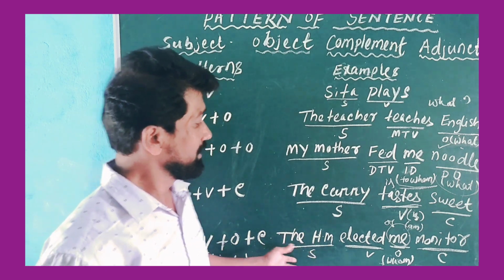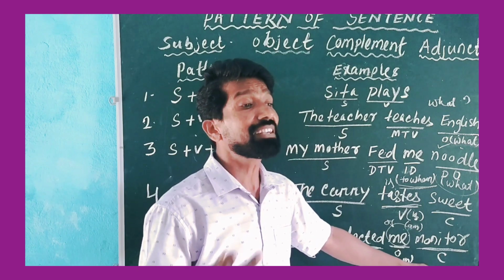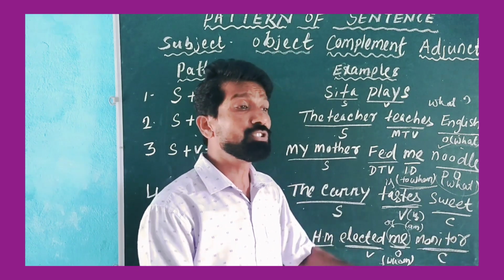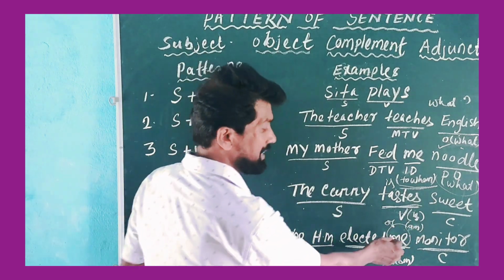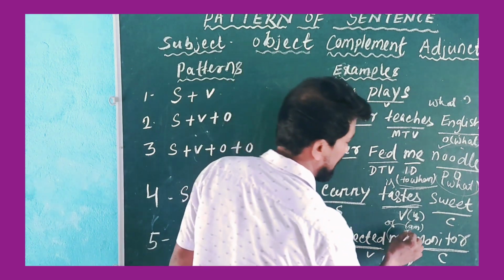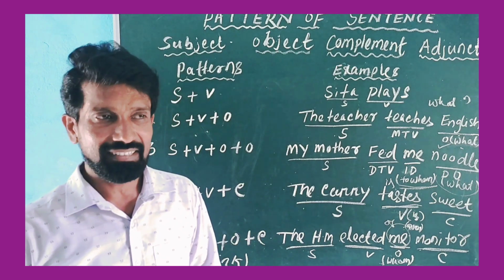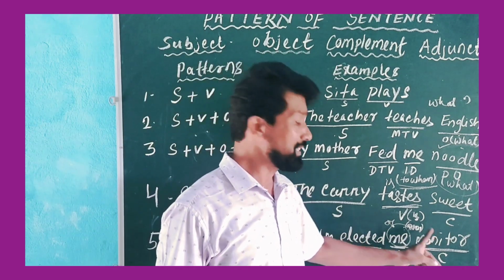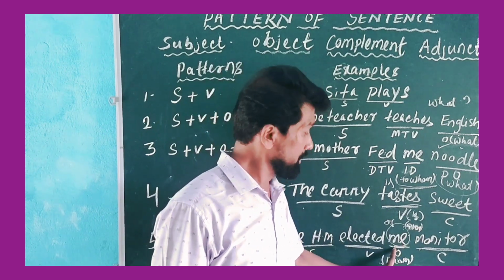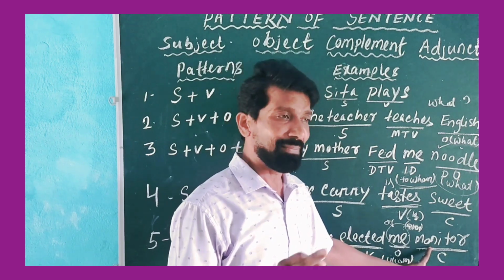Understand? And here is monitor. Is monitor an object or a complement? Complement. How can you know? Just use the be verb here. Me means I am a monitor. The sentence is correct. Here you put am. I am a monitor. So here it is a complement, because a be verb always takes a complement. If the verb carries a be verb, then it is called a complement.